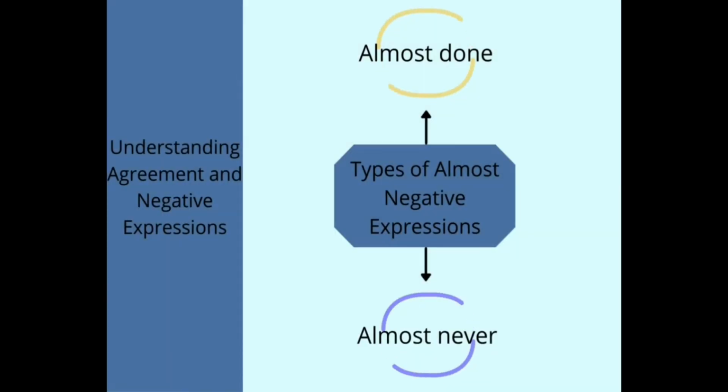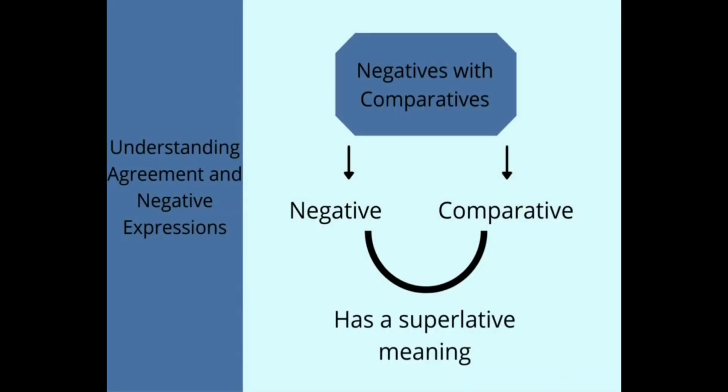There are two common types of almost negative expressions. They are almost done and almost never. For almost done, the words are like hardly, barely, scarcely, only. The almost never words are like rarely, seldom. Negative with comparative: a sentence with a negative and comparative has a superlative meaning.